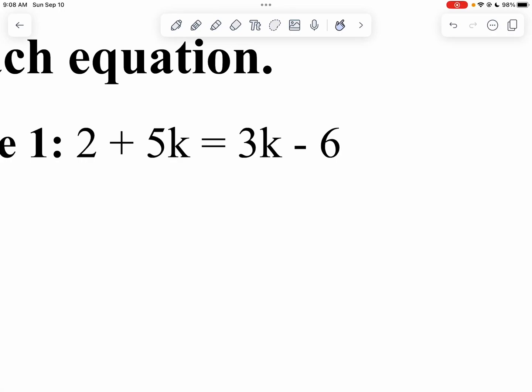Hello, in this seminar, I want you to solve equations with variables on each side. I want you to solve equations involving grouping symbols. Now we start off here on example 1.